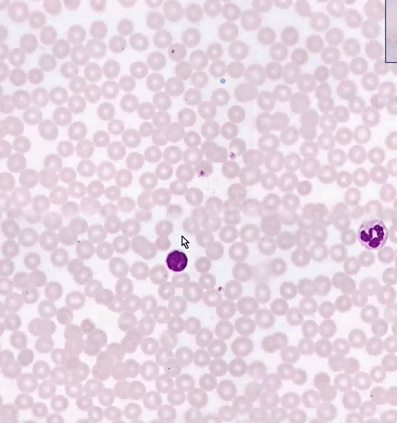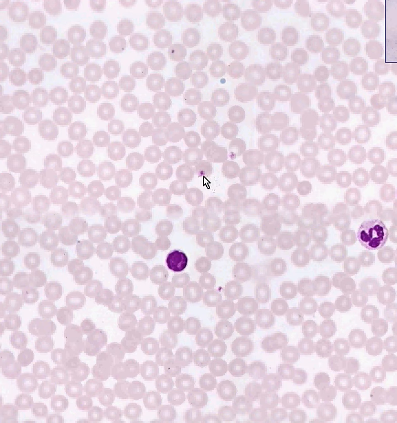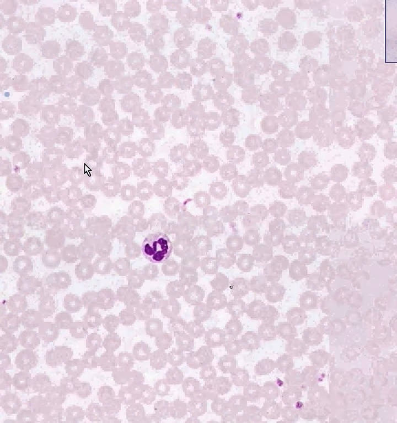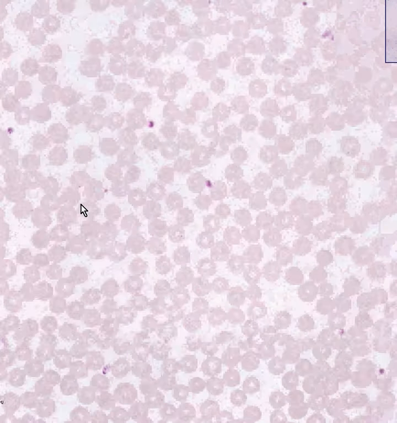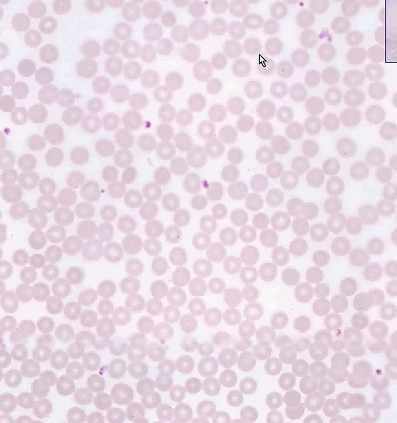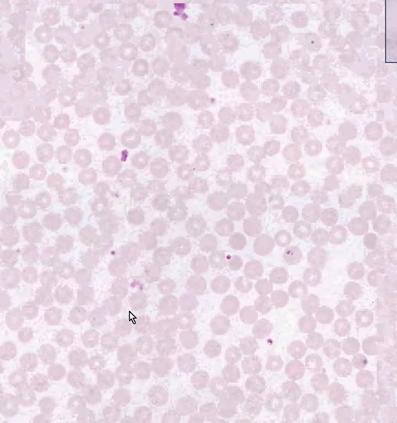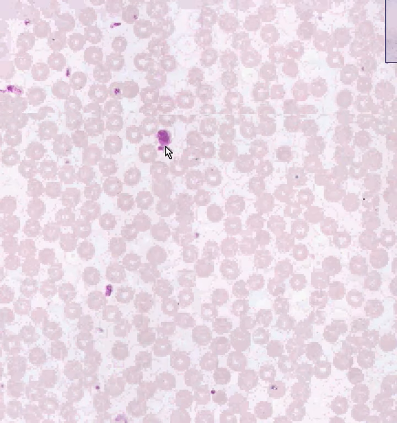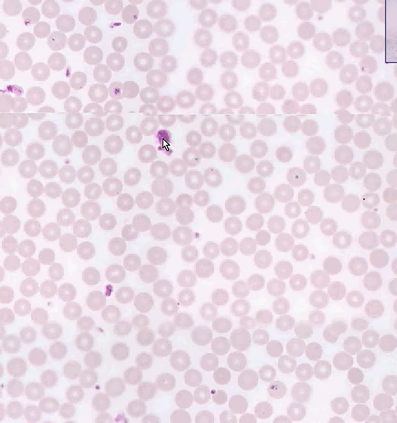You can see here's another neutrophil. Here's another neutrophil. Here's another lymphocyte. All the rest of these are red cells. All these little pink dots are platelets. And let's keep cruising around. Here's a platelet. Here's a platelet. The rest of these are strictly red cells in this area. Here is perhaps a large platelet or a fragment of a cell.